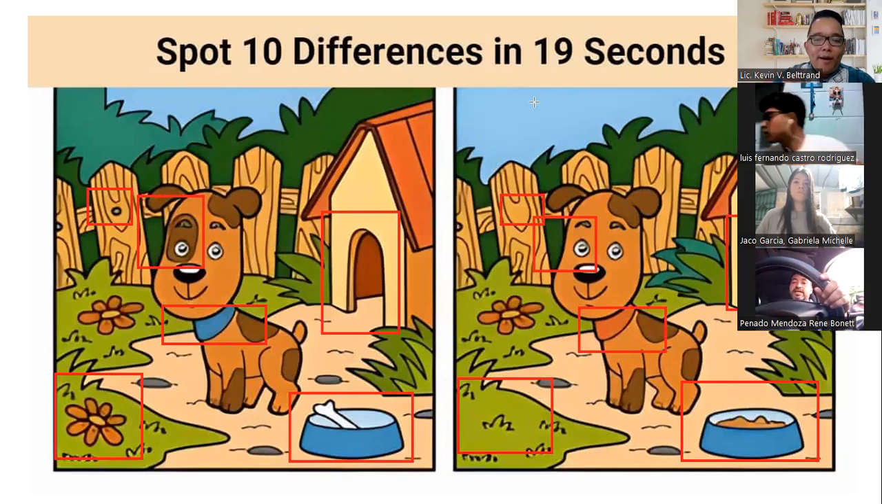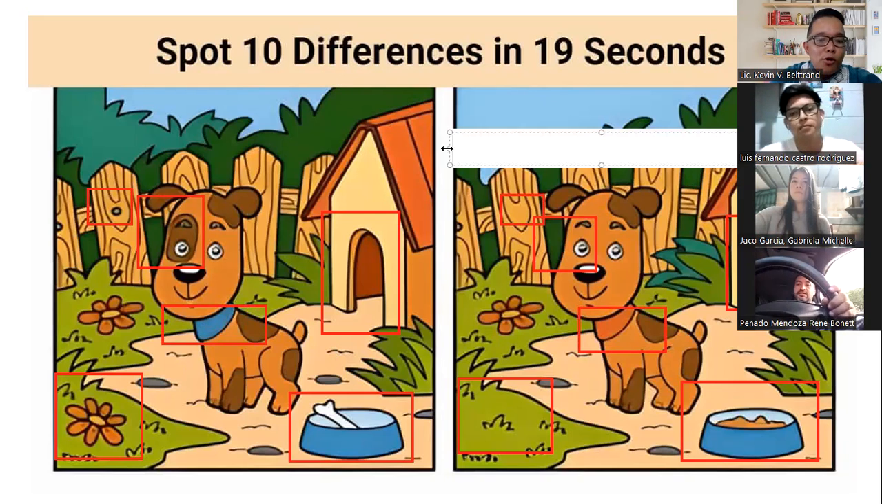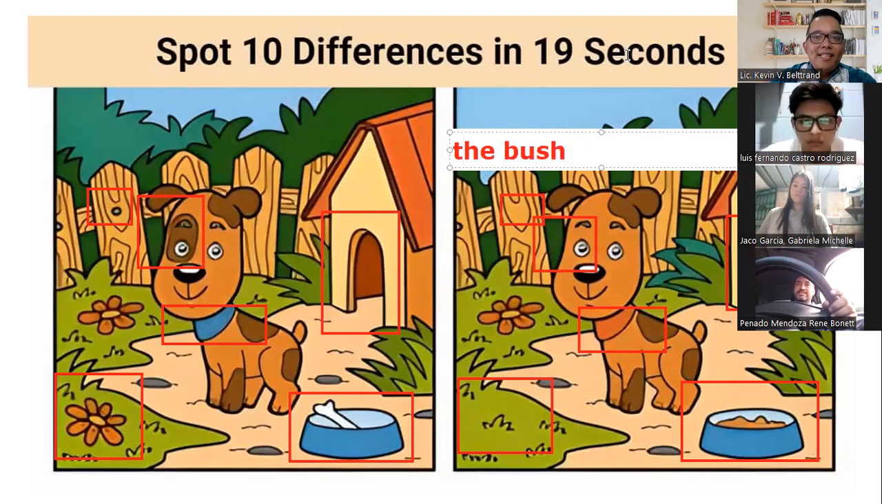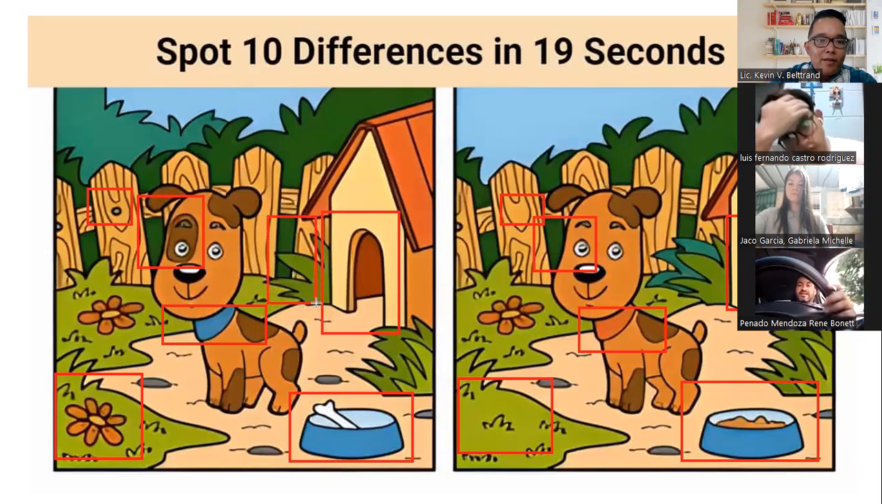Let's go. 4 more. The plant next to the house. Oh, the bush? The bush? Yes. All right. Excellent. So the bush is different. Look at this. It's different. Okay.